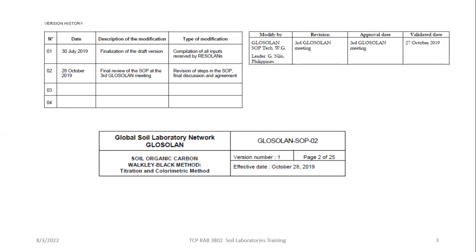Approved date, CERT NASOLAN meeting, validation date 27 October 2019. So this is SOP number 2 for NASOLAN, version number 1, number of pages 25 pages.